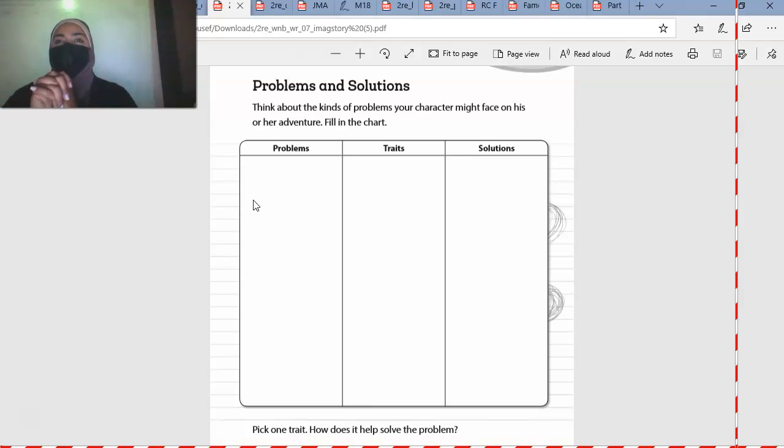What kind of character trait is that person? Smart. He's smart or she's smart. Very good. Clever. Very good. Are they independent or dependent on someone else? Independent. They can rely on themselves.